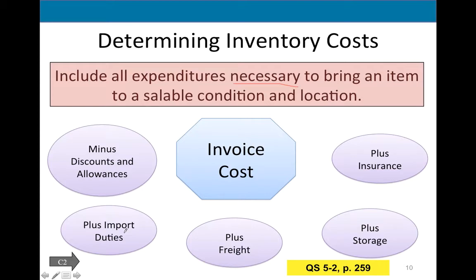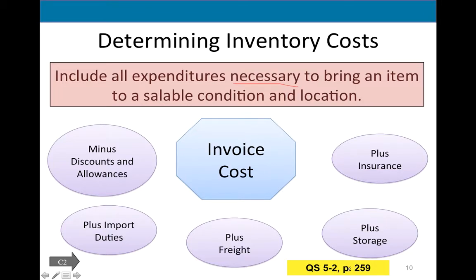Versus, you need to repair something that is broken, or you need to pay salaries. That's not necessary to bring the car to the sellable condition and location. Or advertising. It's helpful to spend money on advertising, but it's not necessary. So advertising and salaries will be expensed out. They will be expenses. They will not be included in the cost of inventory.